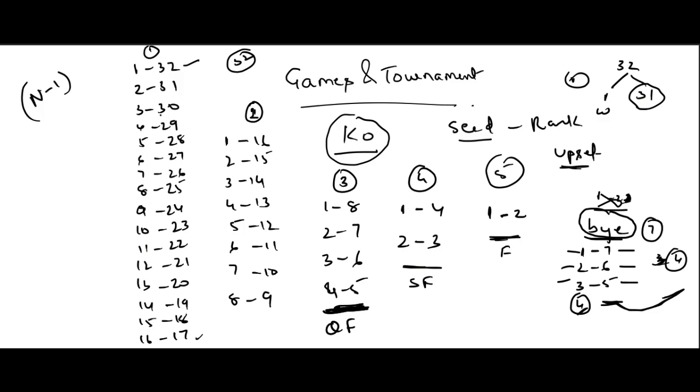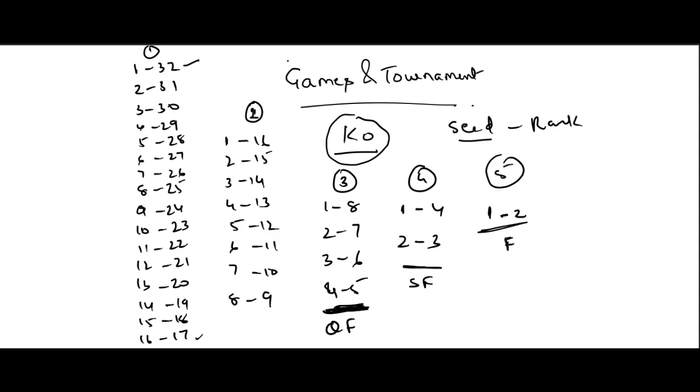Similarly, if 64 teams participate, we have only one winner, so we have to make 63 teams lose. That means we have to make 63 matches for them to lose. So the number of matches in the entire tournament will be 63. So the way of finding the total number of matches in the tournament is n minus 1, and the number of rounds played is 1, 2, 3, 4 and 5. So if 32 teams participate in the tournament, we have 5 rounds, we have 31 matches, and in any round we don't have an odd number of teams going, so there won't be any bye.